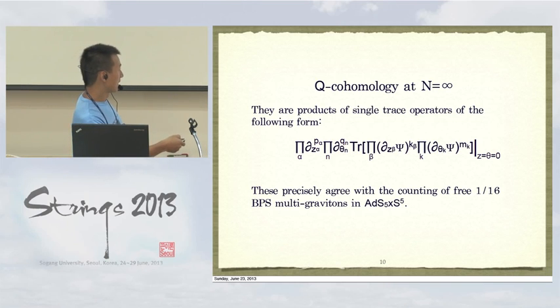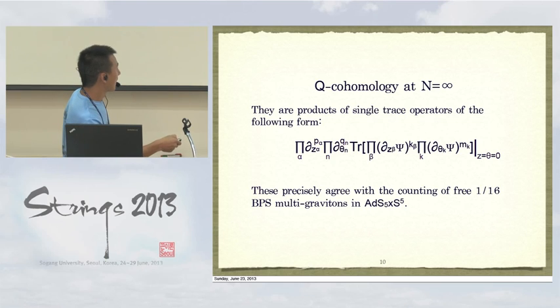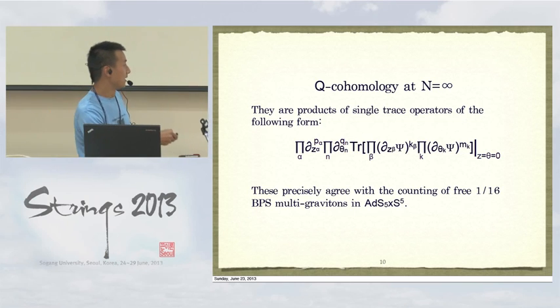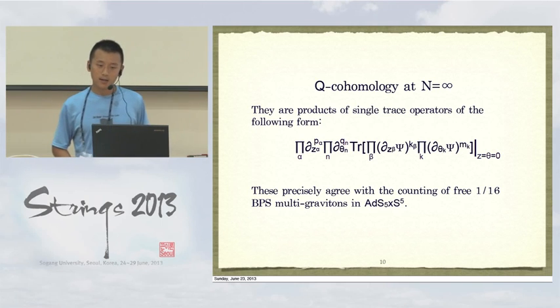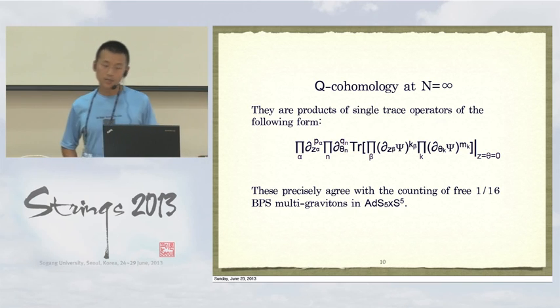I should have said that it is easy to see why these operators are Q closed. If you take Q acting on this, Q acting on psi gives you psi squared. So Q acting on a single derivative of psi gives you a commutator or appropriate anti-commutator of psi with this thing. When Q acts on everything inside the trace, by cyclicity of the trace, this thing is Q closed. And you can convince yourself that operators of this type will not be Q exact, and they indeed give rise to non-trivial Q cohomology classes, at least in the infinite n limit, where you can ignore trace relations.